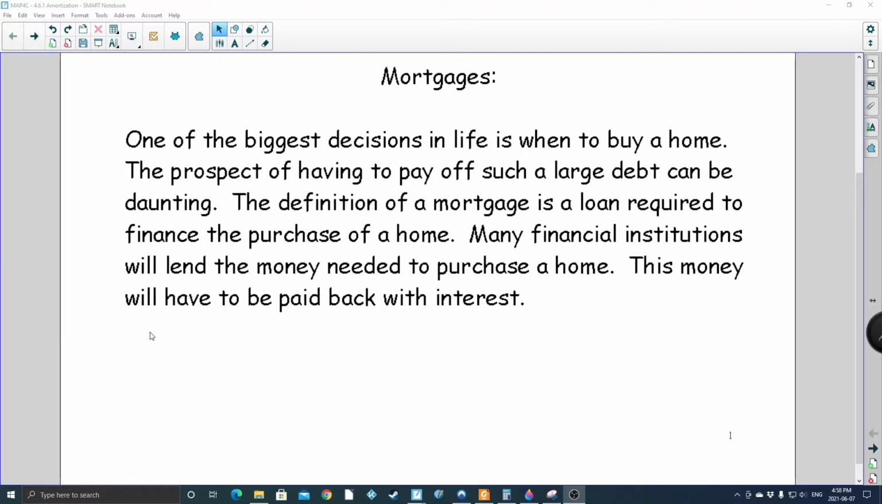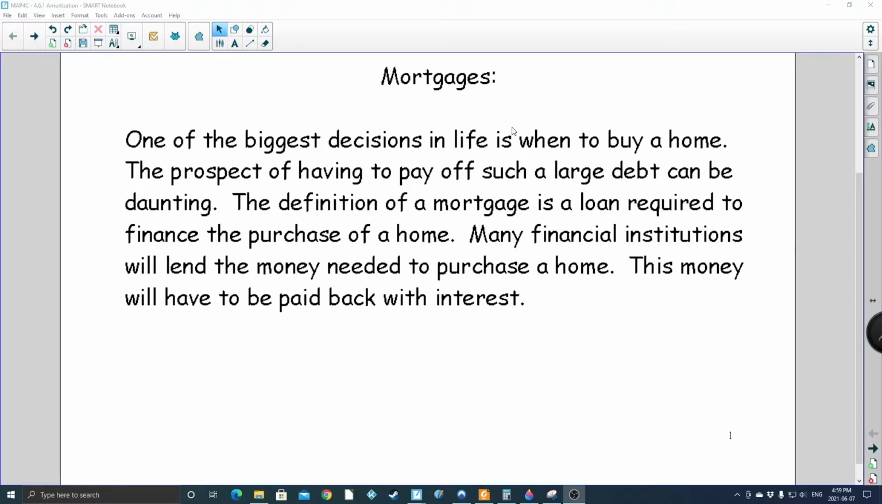Hello everyone. In today's lesson we're going to take a look at a concept called amortization, which is what is used for mortgages. We all know that buying a house is a pretty big decision, and it's probably going to be the biggest debt that most people are going to carry, and often that can be a little bit daunting to think ahead and see, well, how much money am I going to have to pay off on this house?